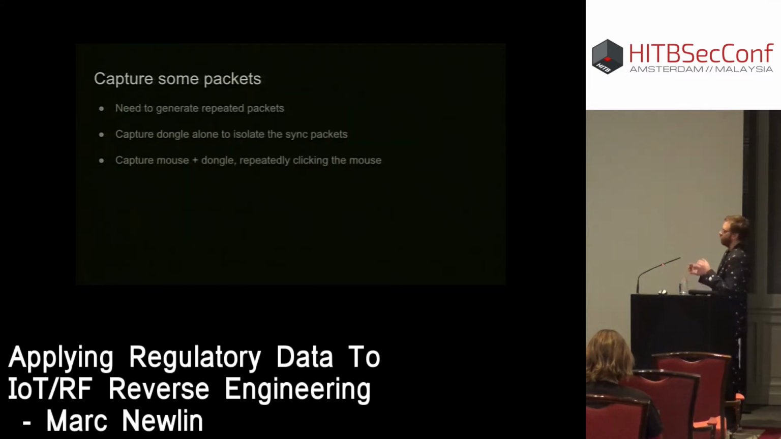And so again, we want repeated sequences of packets. If we're looking for something, it's easier to find it if it happens over and over and over again. So with the dongle by itself, it's sending these synchronization packets, and so we can just put it in there and hit go. For the mouse, in this case, I put my hand in the glove and just sat there and clicked the left button over and over again so we could have the same packet repeating in the output results.